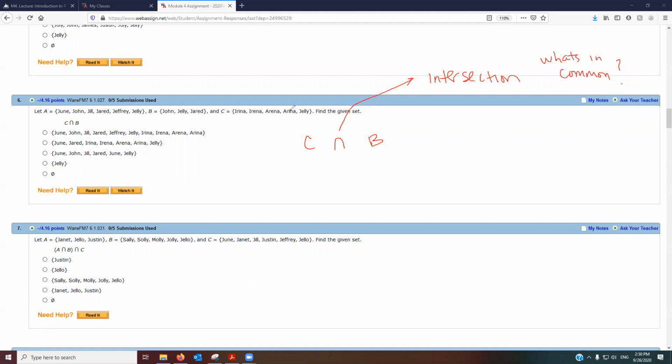So I got to compare them. Let's see, John is in set B, but not in set C, so I'm not going to use John. Jelly is in both. So Jelly is in common between sets C and B, so Jelly goes in the intersection. Let's see, Jared. Jared is not in set C, so Jared doesn't belong in the intersection. So it looks like the only element that's in both set C and B is Jelly. So it looks like this will be the answer on this one.